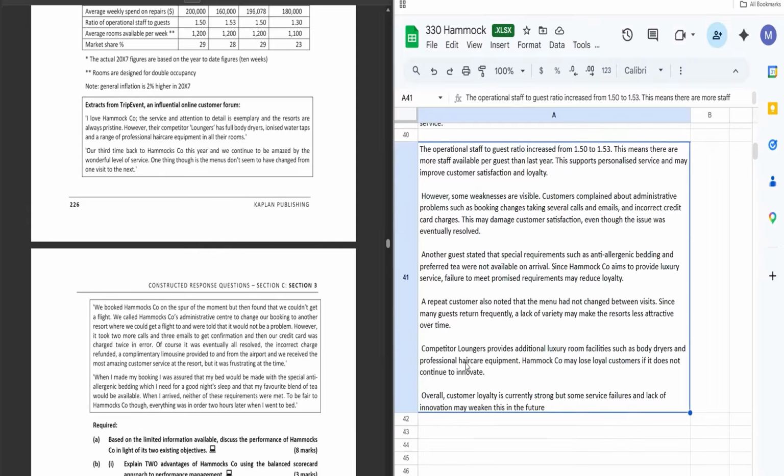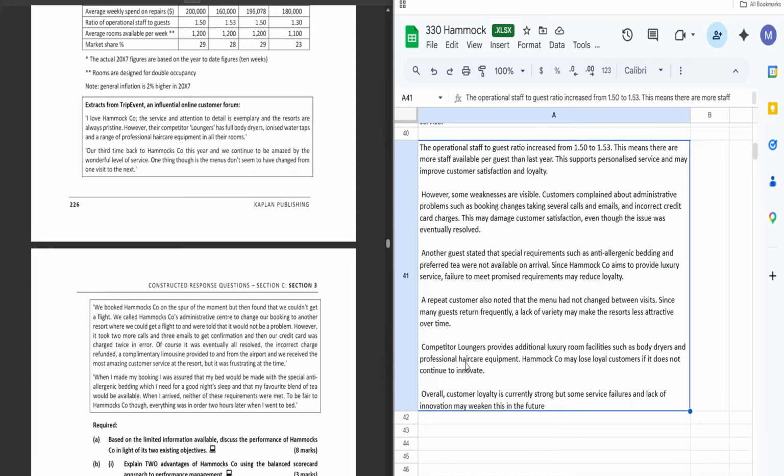Competitor lounges provide additional luxury room facilities such as body dryers and professional hair care equipment. Hammock company may lose loyal customers if it does not continue to innovate. So all these points indicate that the company is lacking innovation in the internal process, right? So these are the things highlighting the innovation point, right?